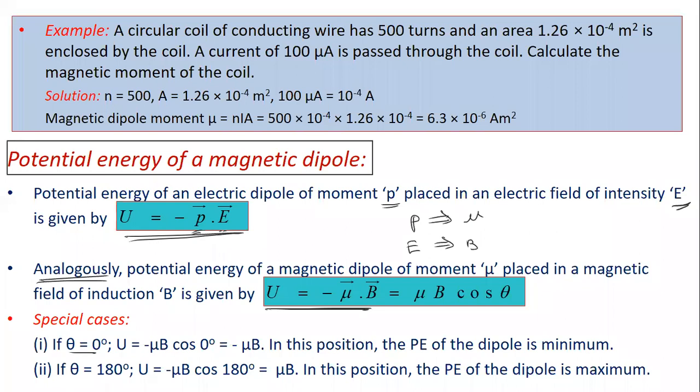Now here the special cases we can learn. If theta is equal to 0, then if we substitute cos 0, which is 1, we get the potential energy minus mu B. And this potential energy is the minimum because the minus sign is there. If we substitute theta as 180 degrees, then cos 180 is minus 1, and in this minus mu B it becomes plus mu B. Here, the potential energy of the dipole is maximum.